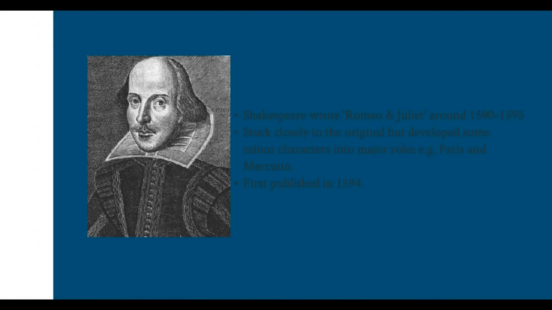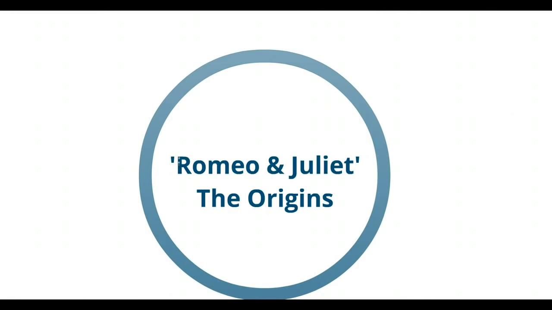So you can see that when we look at a text, and particularly very old texts that were not under the constraints of copyright like texts are today, the origins can be quite enlightening. And this also helps us understand why Shakespeare, the English writer, set the play in Italy, because obviously the original story was set in Italy, as it was an Italian story by an Italian writer.